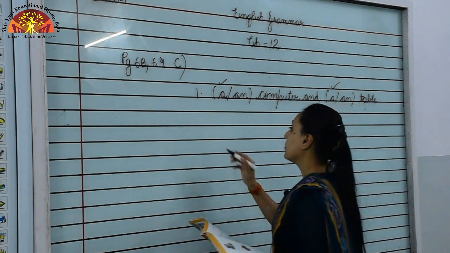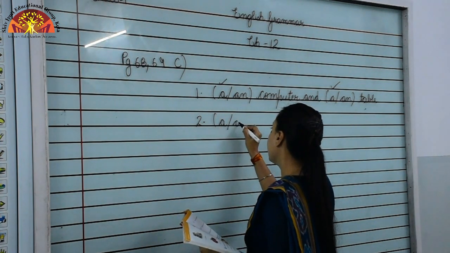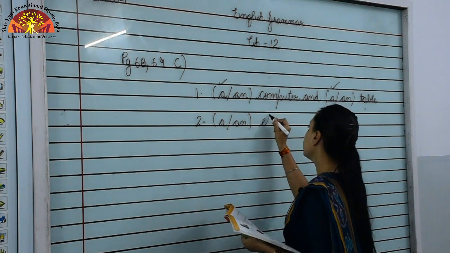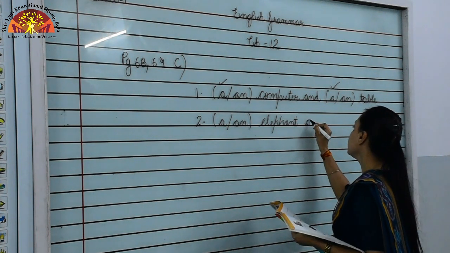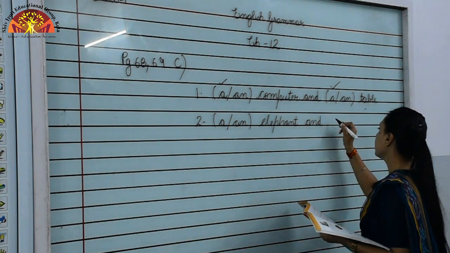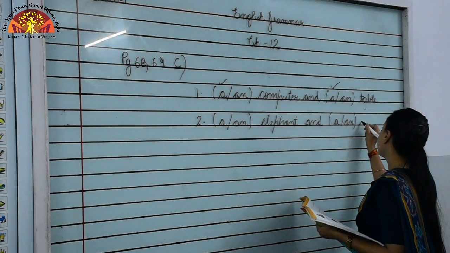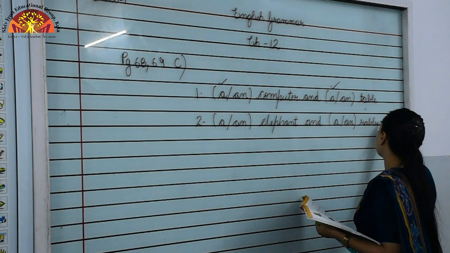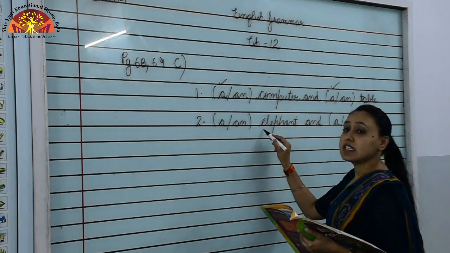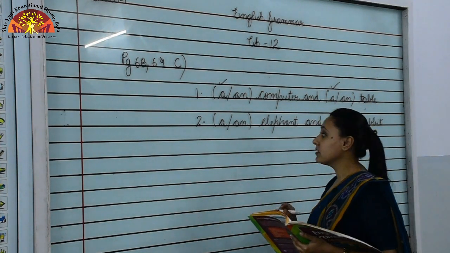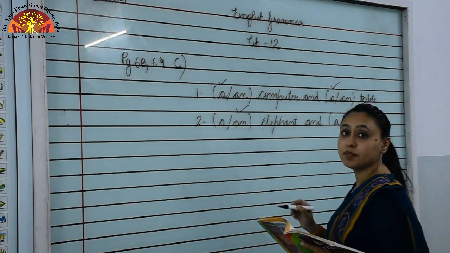Okay. Now, number 2. Options are a, an, elephant and a, an, rabbit. Children, look carefully. Check the first letter of the word. It is E, and E is a vowel sound letter and elephant is a vowel sound word. So, what will we choose? We will choose N before elephant.